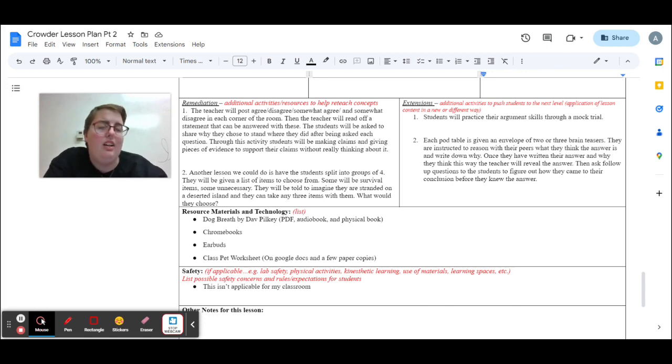And so it's a lot more challenging than what we're currently doing. And then they have to write a claim and really back up their claim. How did they come to the answer that they chose? This one, there is a right and wrong answer for the brain teasers, so it's a little more difficult to teach claim and evidence with them, but I think it still works as an activity.